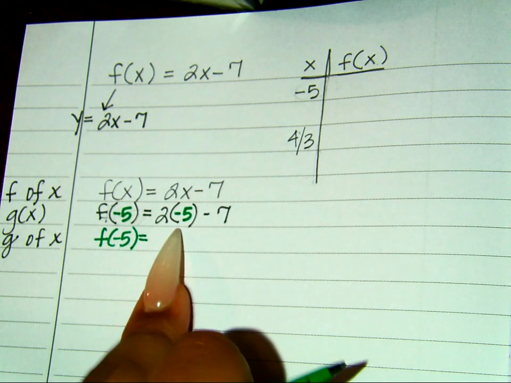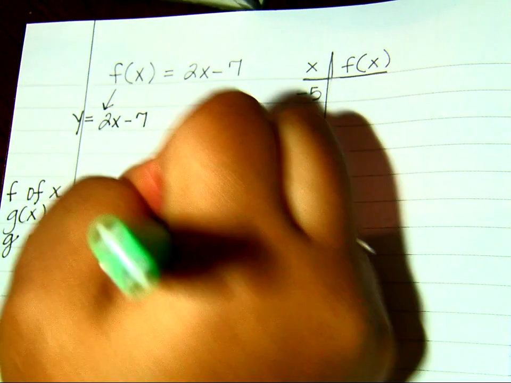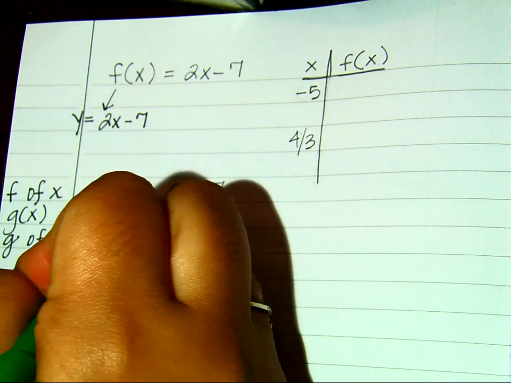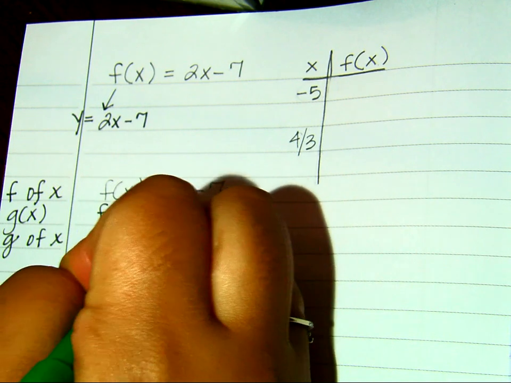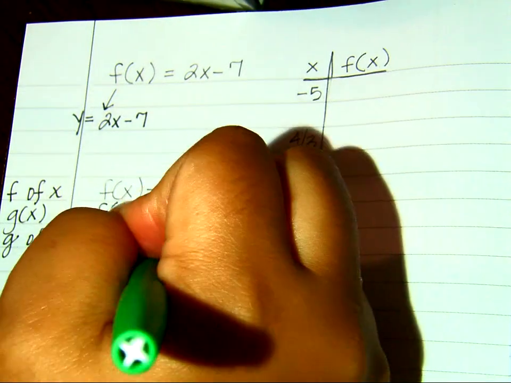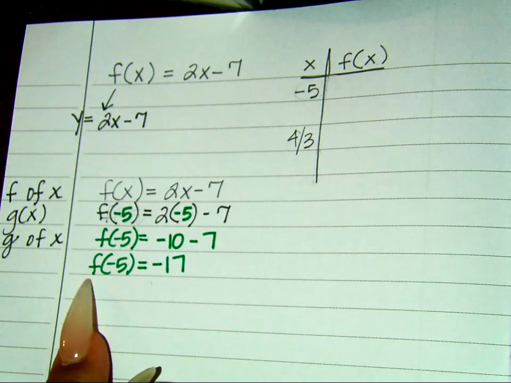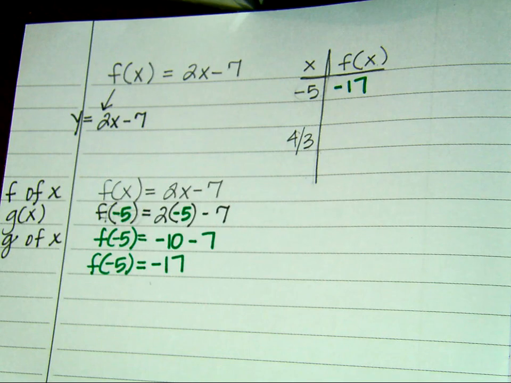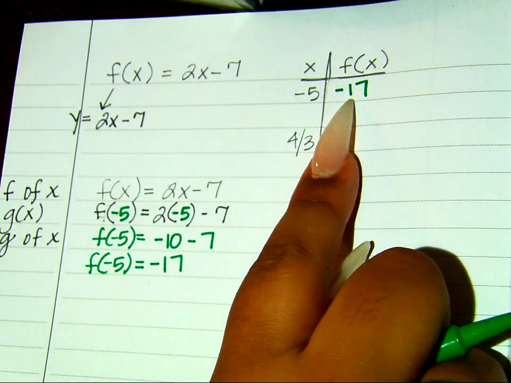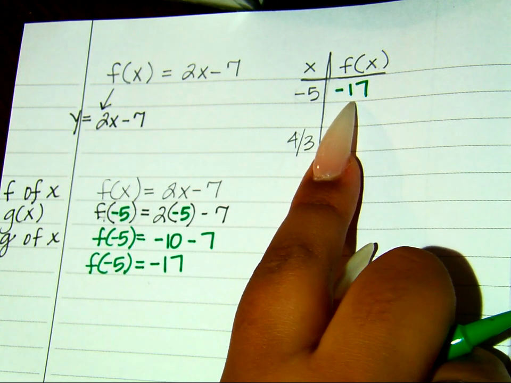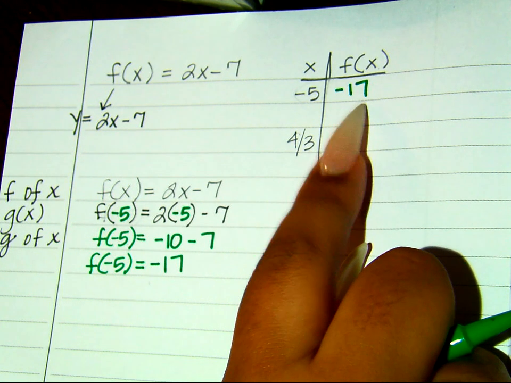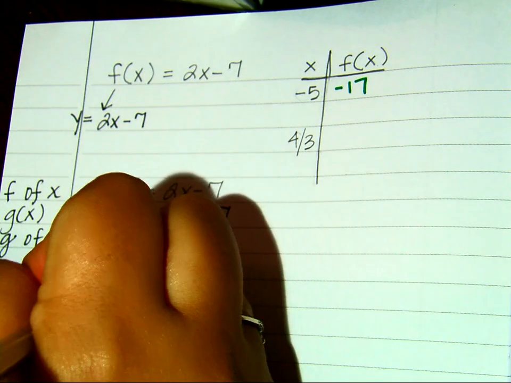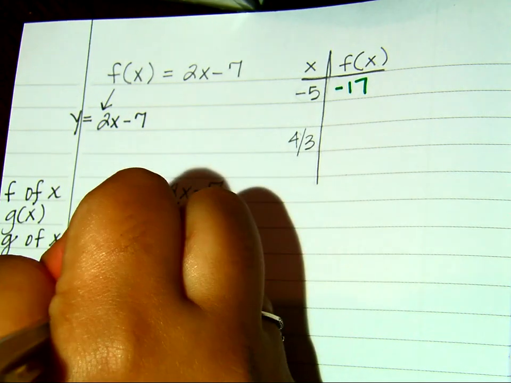Two times -5 is going to be -10. We bring down our -7. -10 minus 7 is -17. So the function of -5 is equal to -17. So my x value will be -5, and my y value, which is the same thing as my function of x, will be -17.